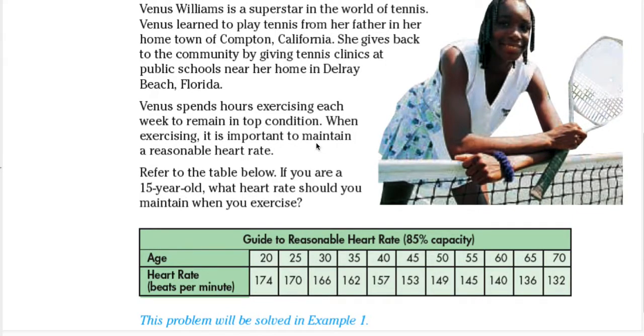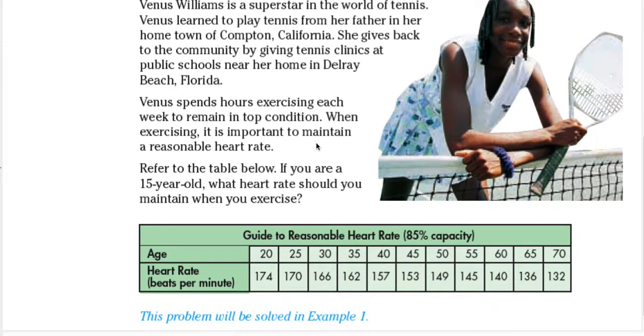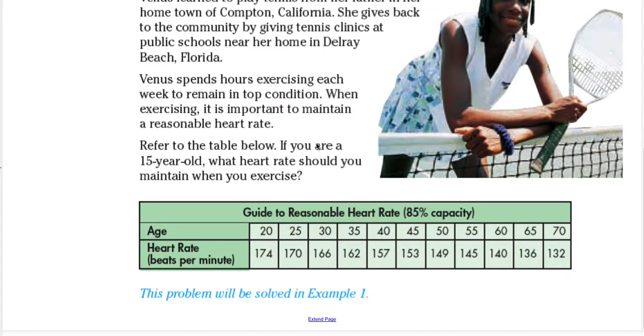When exercising, it is important to maintain a reasonable heart rate. Refer to the table below. If you are a 15-year-old, what heart rate should you maintain when you exercise? Okay, so look at the table, and this is the guide to reasonable heart rate at 85% capacity. This is when you are working out or when you are playing a sport that involves endurance.